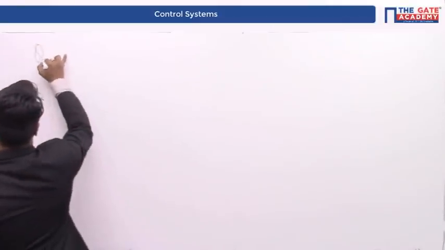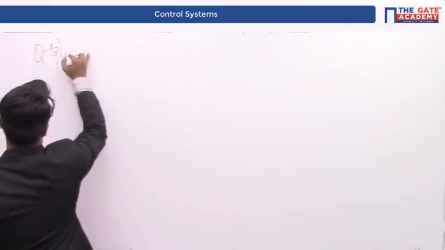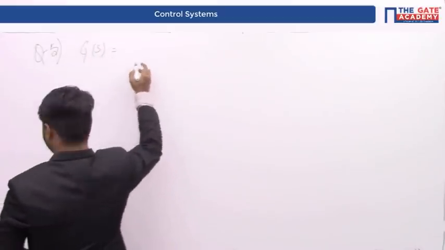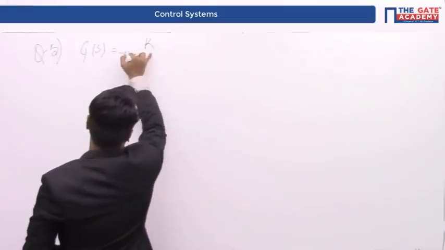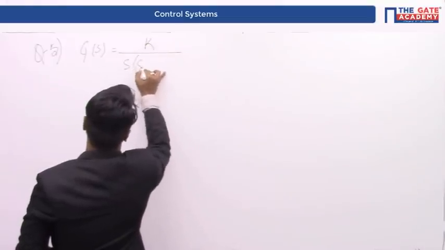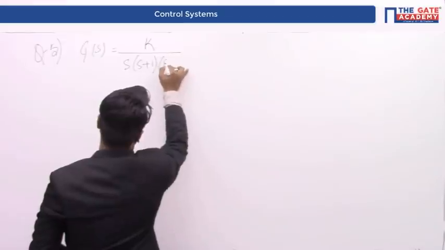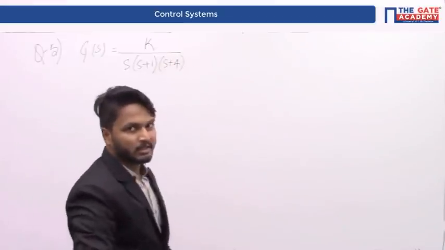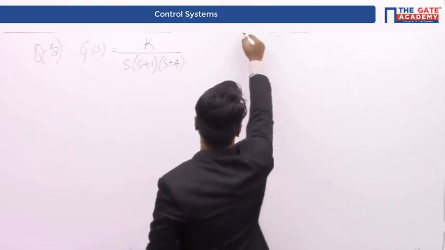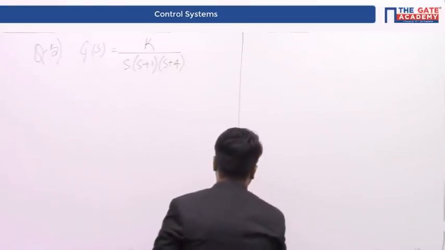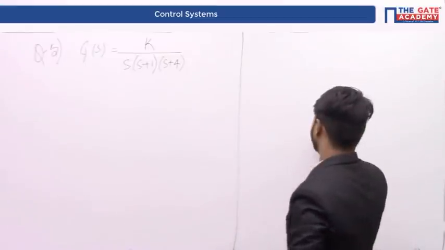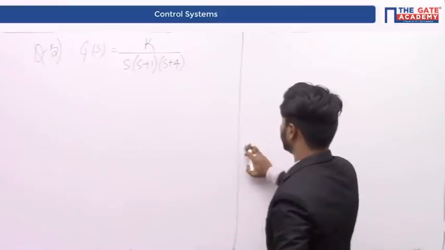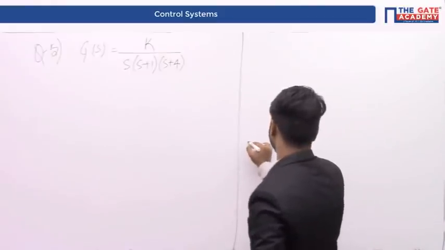Question number 5. G of s is equal to K by s into s plus 1 into s plus 4. Just like the previous question, let us divide the board into two equal halves, so that in one part we can look at the root locus profile, and in the other part we can look at the calculation part.